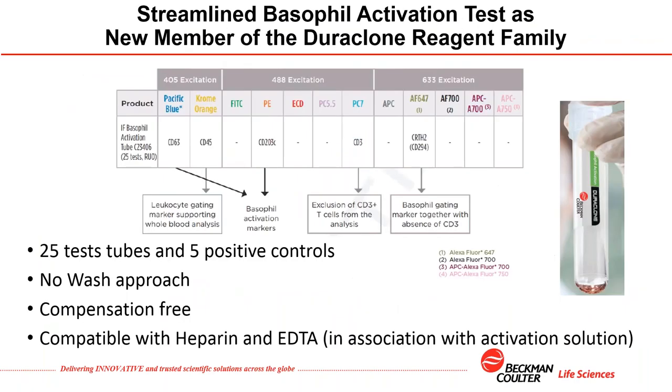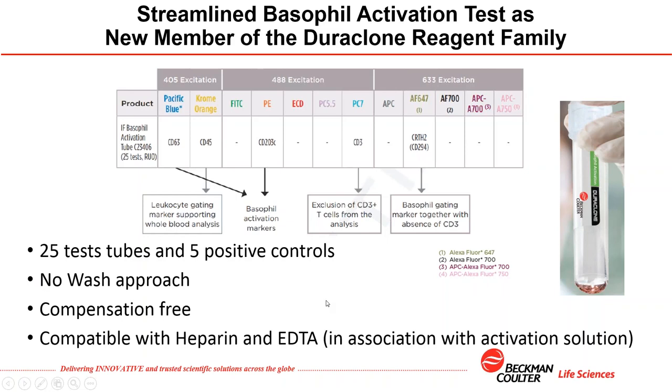So this streamlined basophil activation testing workflow is now part of the Eurofins portfolio, if I can say, and is available for ordering through the typical channels. The format is the following. This is 25 negative or test tubes plus 5 positive controls.